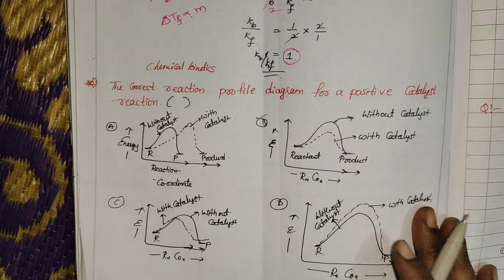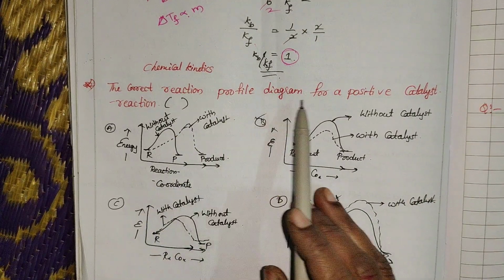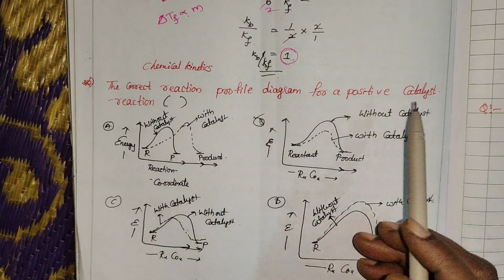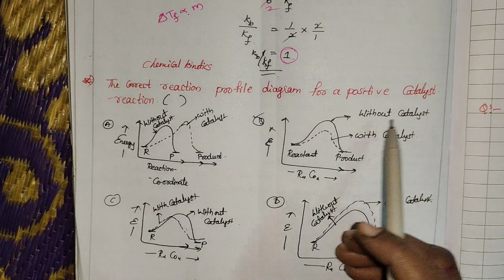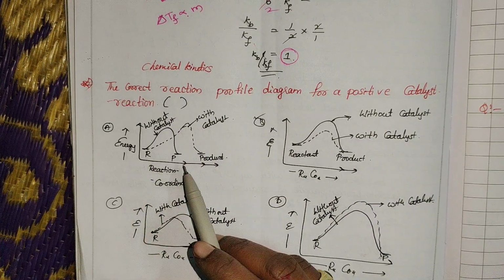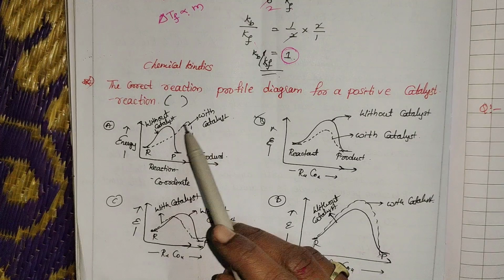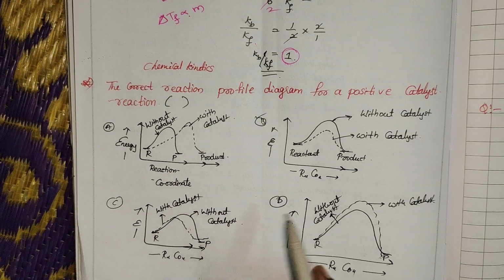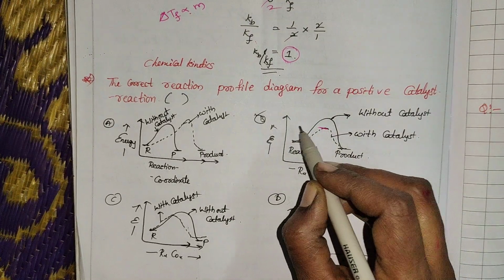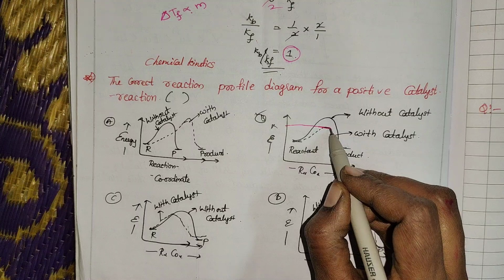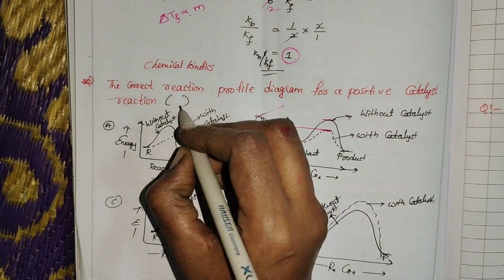next, this kind of question we may also expect from chemical kinetics. The correct reaction profile diagram for the positive catalyst reaction. Positive catalyst reaction, nothing but catalyst influence is there. Okay, so these are the graphs of energy versus reaction coordinate. So without catalyst and with catalyst, but the correct diagram is with the catalyst, for rate of reaction purpose, less energy is utilized. Okay, without catalyst, more energy is utilized. That is why option B is right.